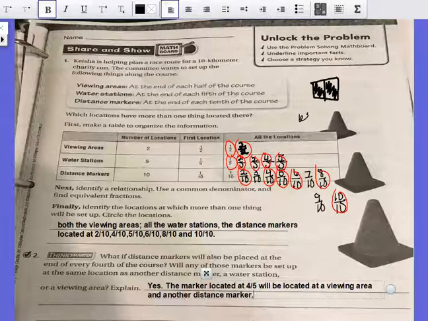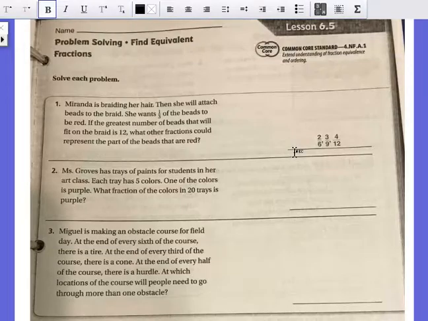All right, so I'm going to bring you to your assignment here. I'm going to do number 1 with you, and then I'm going to have you try number 2 and 3 by yourself. It's very wordy, but once you figure out the pattern, it's not so bad.